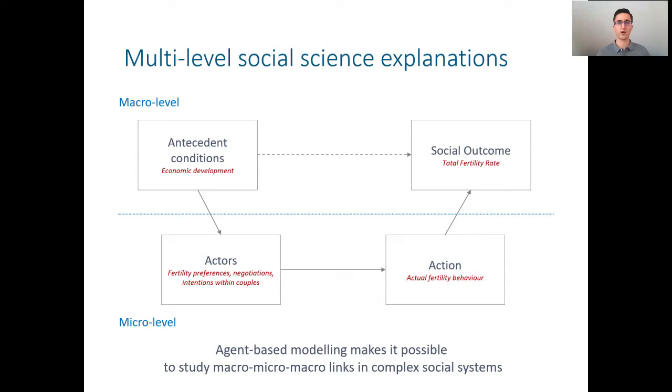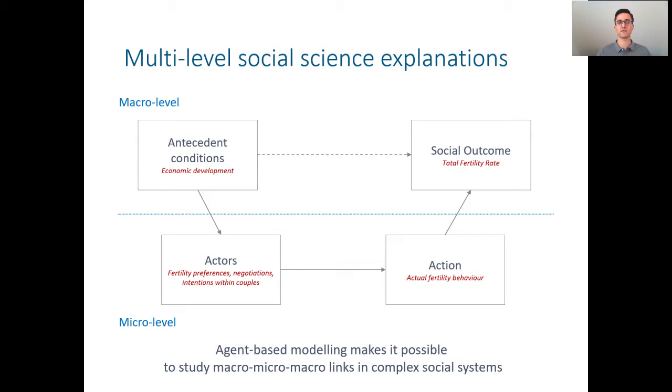To understand how this negative association between economic development and fertility at the macro level comes about, we need to understand how at the micro level people's fertility preferences are affected by the economy, how this affects their intentions, negotiations, and actual fertility behavior within couples, and how this behavior then translates into macro level fertility patterns.